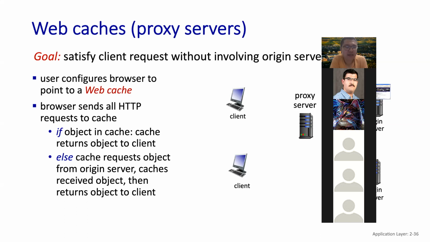So specifically, the user configures the browser to point to a web cache. The browser sends all HTTP requests to the cache. If the object is in the cache, the cache returns the object to the client. That means you don't need to go to the original server. Else, that means the object is not in the cache, so the cache requests the object from the original server. The cache receives the object, then returns the object to the client.